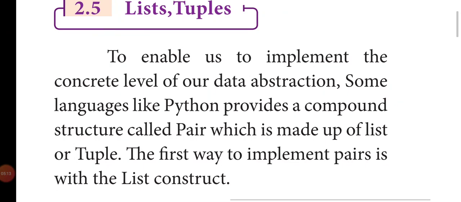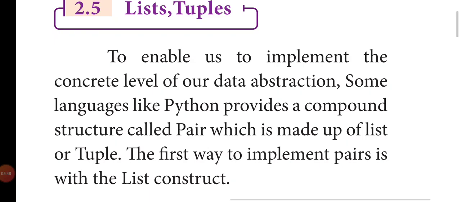And then the data abstraction is how we are going to provide the data, how we are going to construct the data, comes under your data abstraction type. Here we are also going to see how we are going to store the values under the list and tuples. The concrete level of our data abstraction in Python, and the structure is created with the pair.